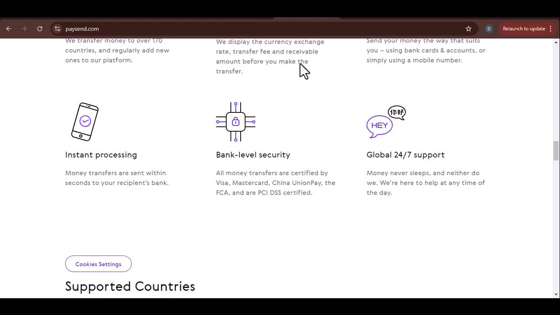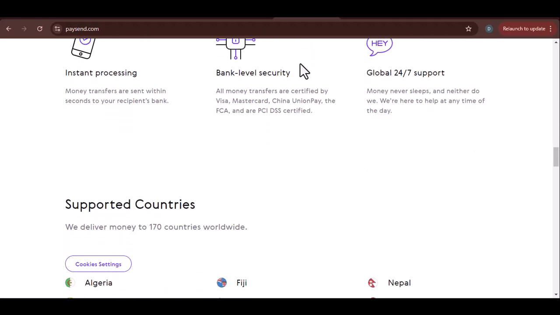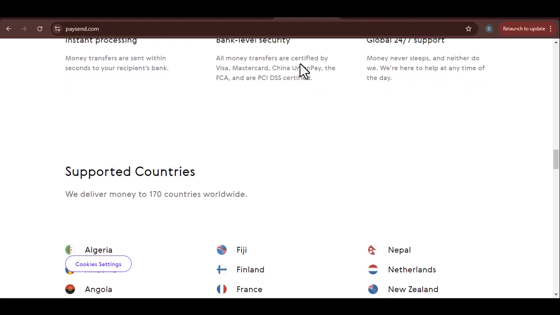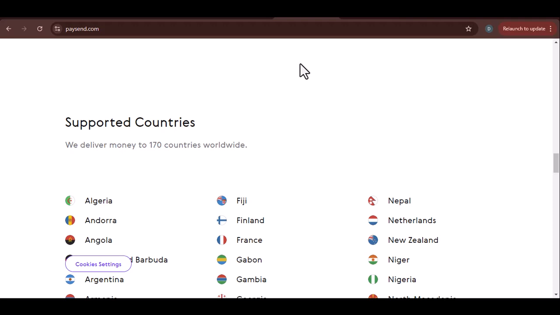Summarize the key points discussed in the video. Reiterate that the send limit can vary based on individual circumstances. Encourage viewers to check their specific limits on the Paysend platform.